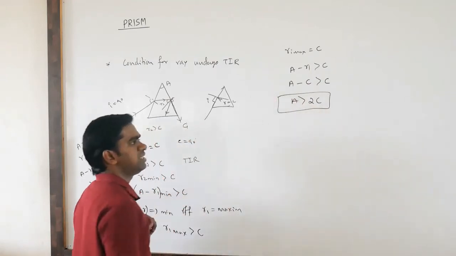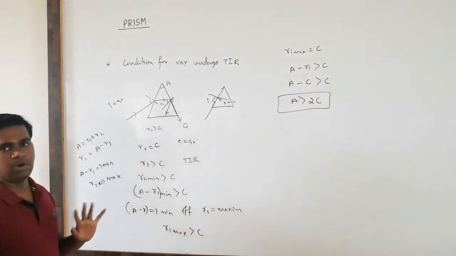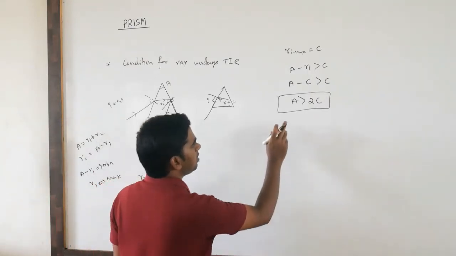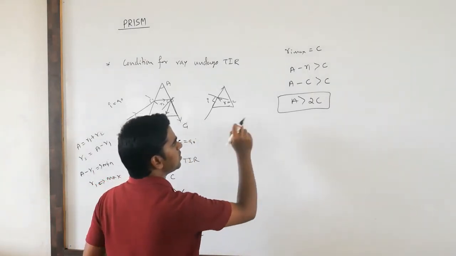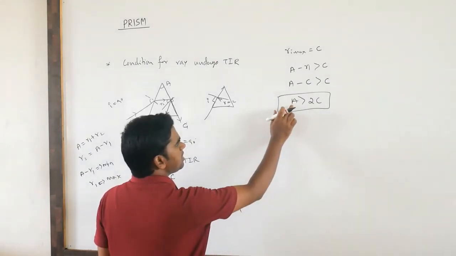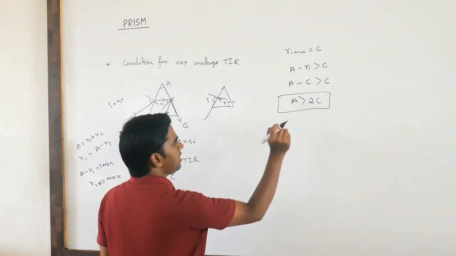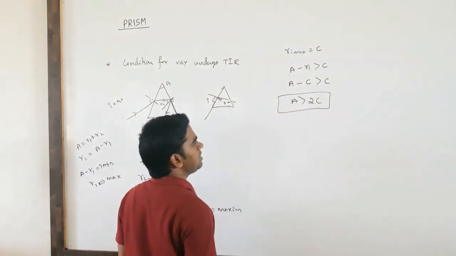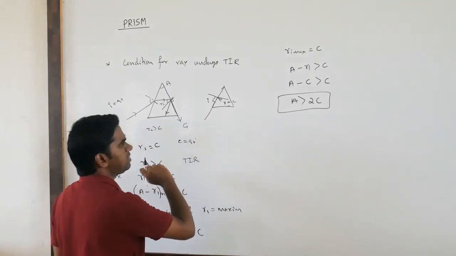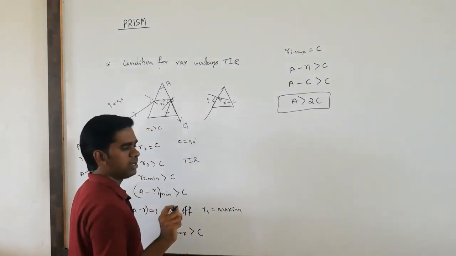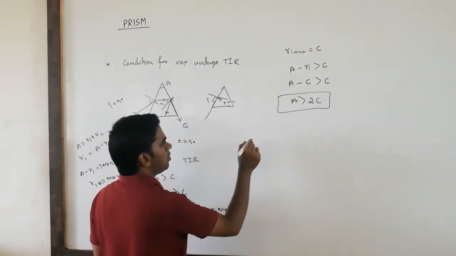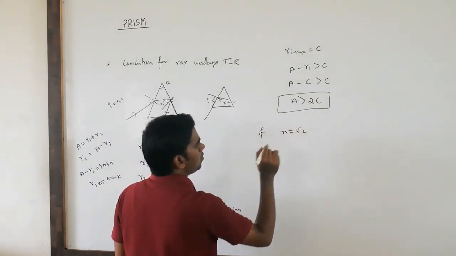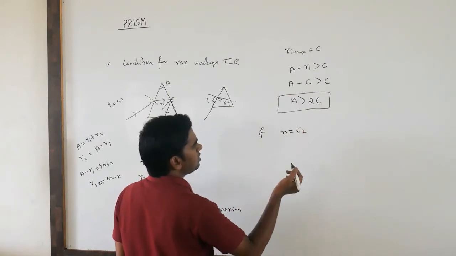If this condition satisfies, ray will never come outside. So it will always undergo total internal reflection. We should check for every question if it is on the total internal reflection. So if you take care that angle of prism is greater than 2C, that means 2 times the critical angle of the material used for the prism, ray will always undergo total internal reflection.